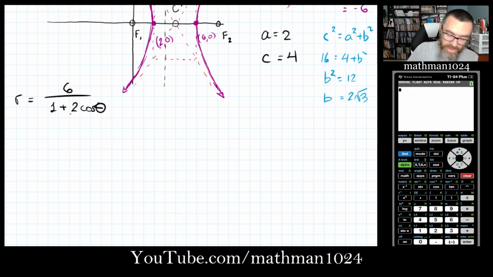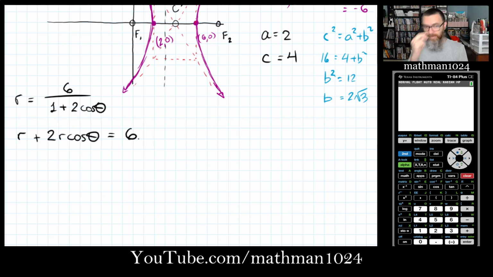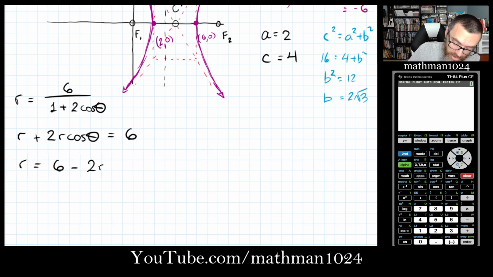First, you want to multiply both sides times the 1 plus 2 cosine theta. So you have r plus 2r cosine theta equals 6. Now, I think the best thing for you to do here is to get the r by itself and then square both sides. And the reason we want to do that is because sometimes things get a little bit messy if we don't. And the steps I'm taking here are going to be the same for all the guys you're going to come across. So we do this, and we square both sides.